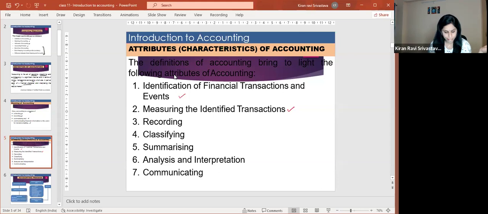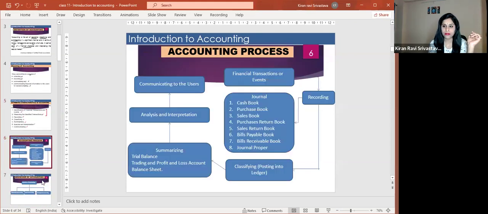Clear? Then after we have identified and measured it in monetary terms, in rupee terms when India is concerned, we have to further record it, classify it, summarize it, analyze and interpret it, and then communicate it. Communicate to whom? The internal and external users of accounting. Then this is what the accounting process looks like in your book. I have made it a little more elaborate here. The first thing is that a financial transaction or event has to take place.